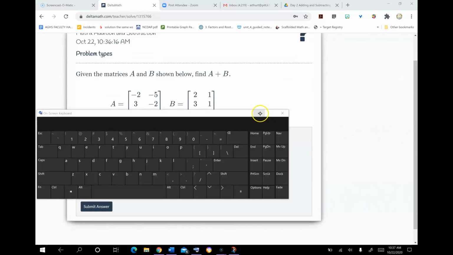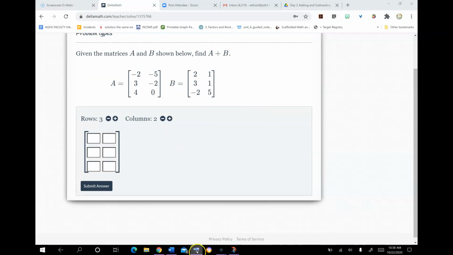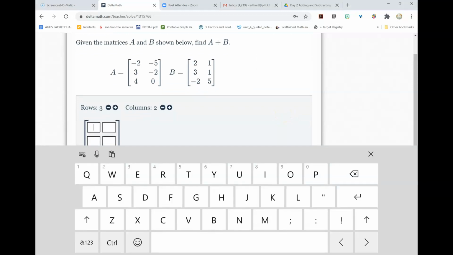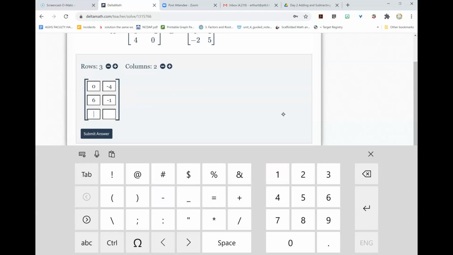So we are going to now type your answers in, okay? Oh, it looks like I need my keyboard. All right, so we're going to type our answers in. The first column was 0. Next column is negative 4. And then we go 6, then negative 1. And then 2, and then 5.